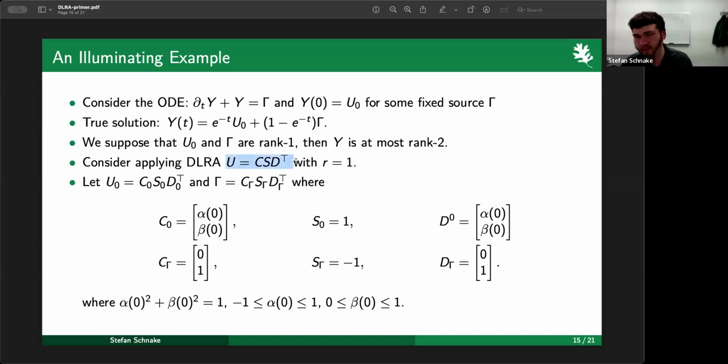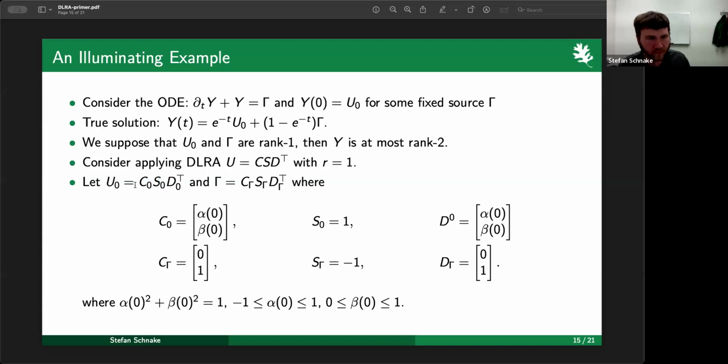We're going to try applying dynamical low rank with a small rank, because even though the solution is rank 2 at all time, you know, it's rank 1 at the beginning, rank 1 at the end. Can it capture the rank transition from 0 to 1? And we're gonna consider just a very prescribed choice of values here.